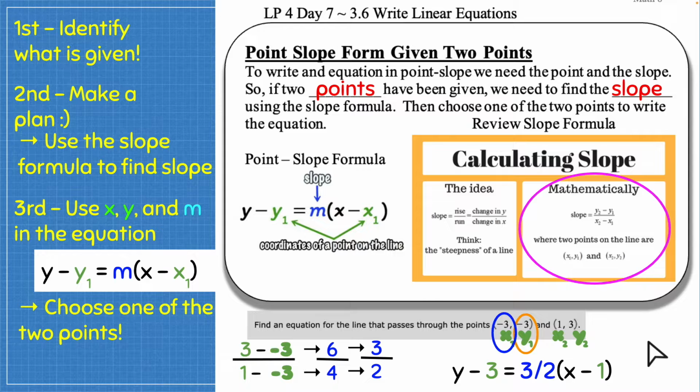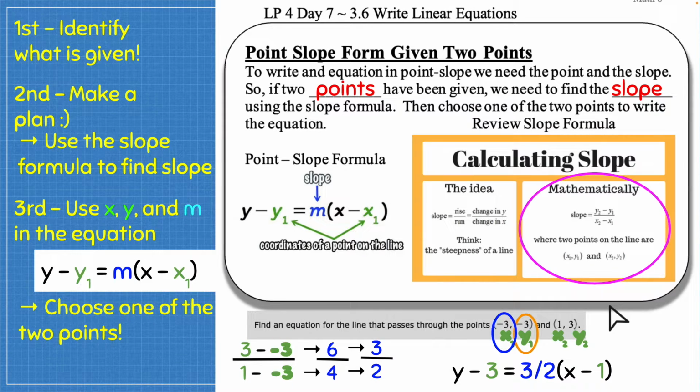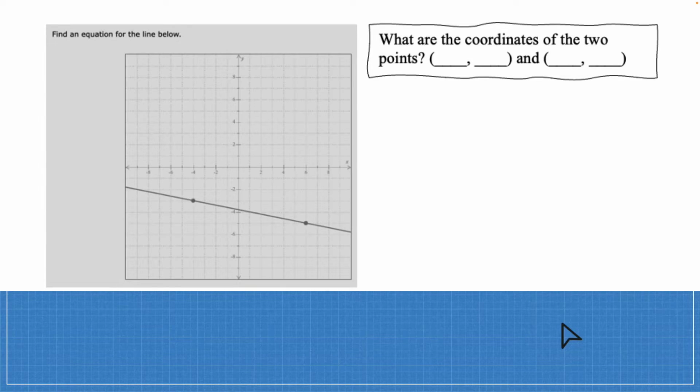All right, so we're going to look at graphing, or writing it from a graph. So find an equation for the line below. So with this one, we're given similar information to this last one. The only difference is they didn't tell me specifically what the coordinates are. They're showing me what the coordinates are. So first task is let's grab those coordinates. So what are the coordinates of the 2 points?